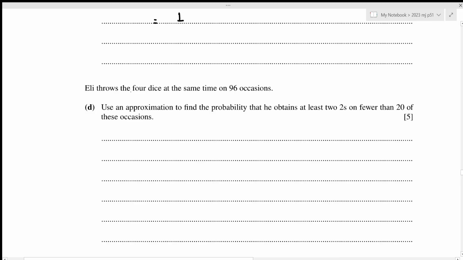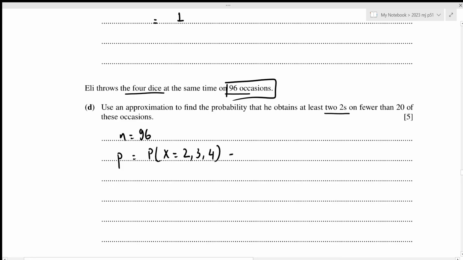For the next part, Ellie throws the 4 dice at the same time on 96 occasions. Use an approximation to find the probability that he gets at least 2 2s on fewer than 20 of these occasions. Now we have to approximate the binomial distribution to a normal distribution, right? And in order to approximate it, the number of occasions is 96. And the probability is at least 2 2s, which means 2 or greater than 2 as well. So that's 3 and 4.